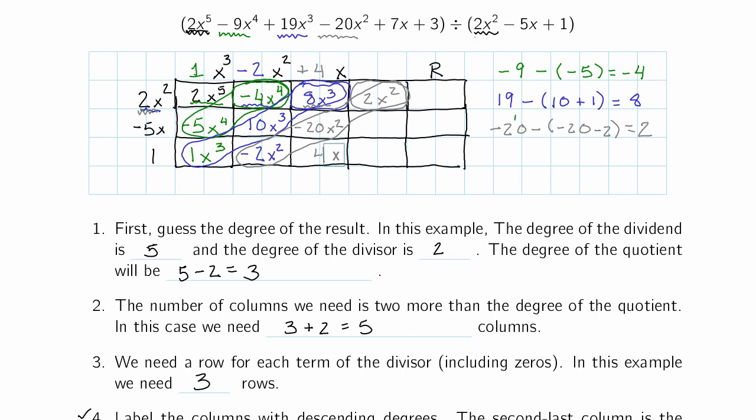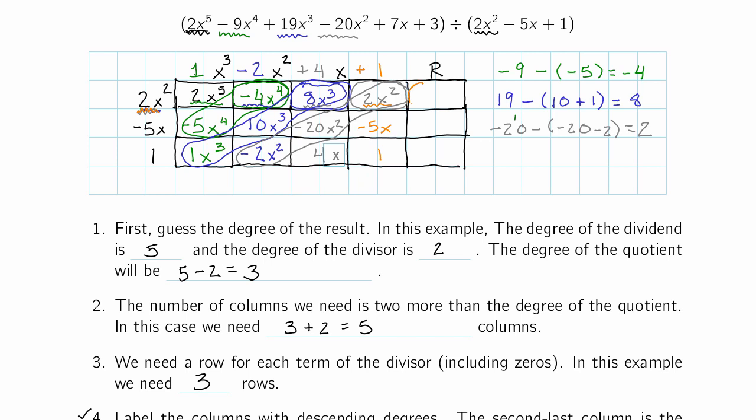We need another round of reverse multiplication. What do I need to multiply by 2x squared to get 2x squared? Okay, that's pretty easy. That's just 1. Now I multiply to fill in the column. 1 times negative 5x is negative 5x. 1 times 1 is 1.